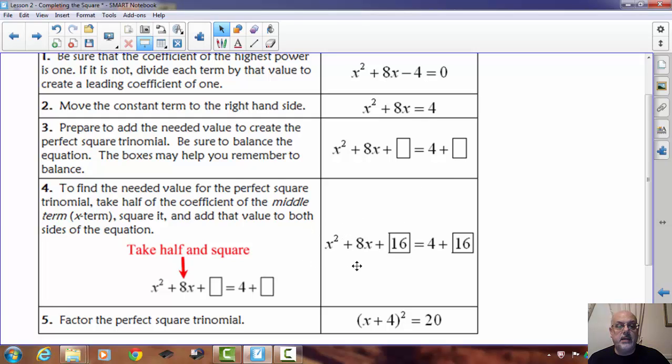Now the left side is a perfect square trinomial. In this case, it's x plus 4 times x plus 4. And the right side, 4 plus 16 is 20. So now this is factorable.